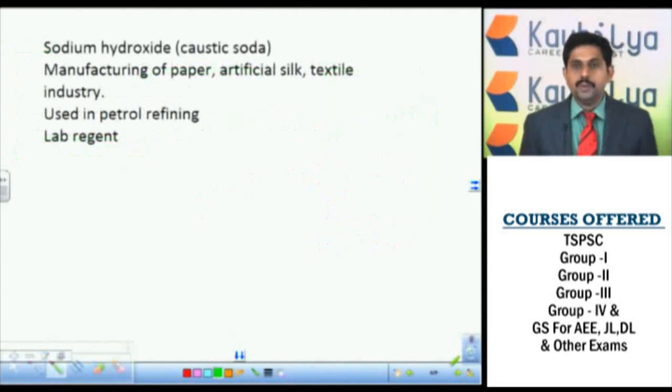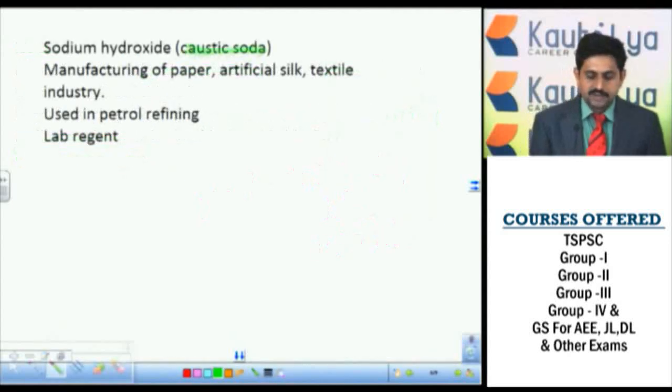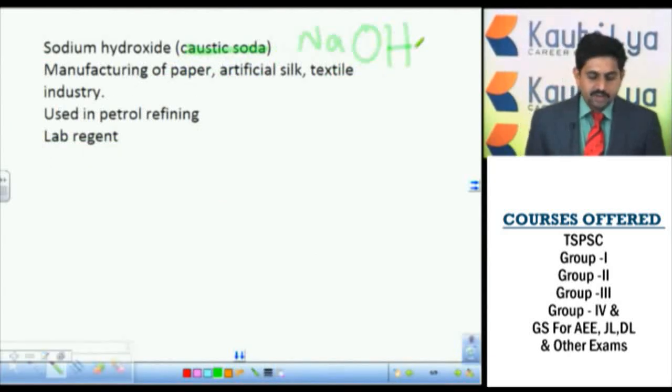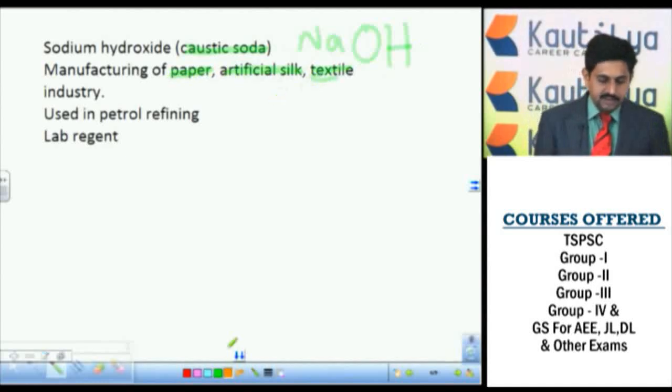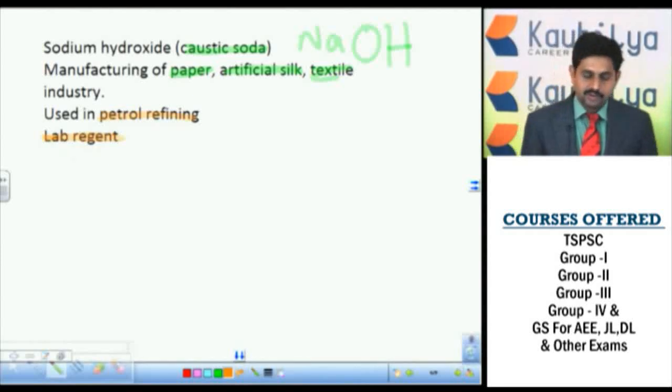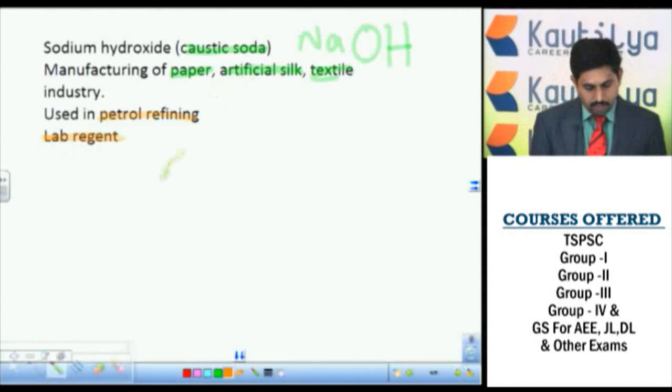Next, sodium hydroxide, which is called caustic soda, NaOH. This is a compound of the first group element. It is useful for the manufacturing of paper, artificial silk, and in the textile industry. It is also used in petroleum refining and as a lab reagent.